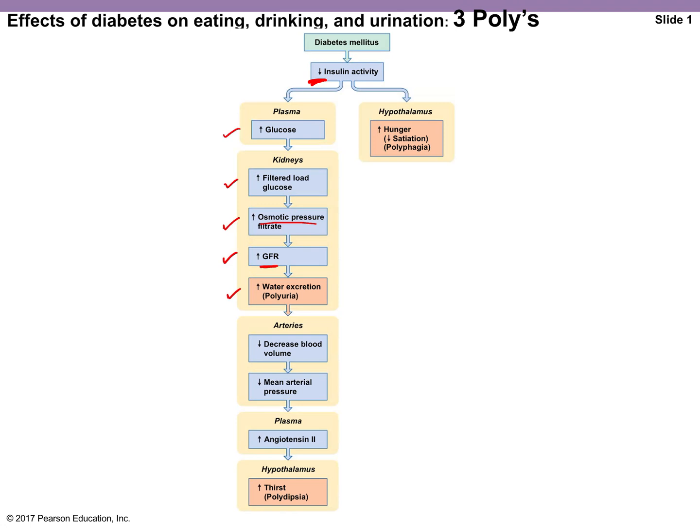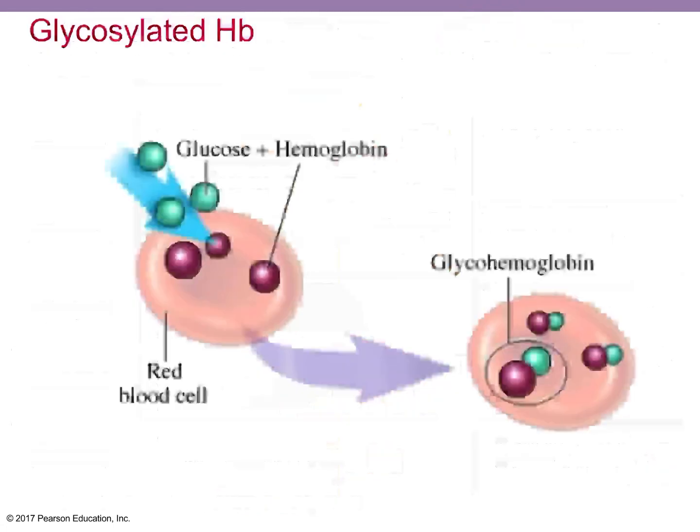Okay, because you're losing this water, you're going to have decreased blood volume. This is going to lower your blood pressure, and your body's going to respond by triggering the RAS system, by triggering your sympathetic division, the nervous system, and it's also going to trigger thirst. So that's your polydipsia, and then your hunger is separate, but it's going to work on the hypothalamus. So those are 3 Ps. And let's move on to glycosylation.